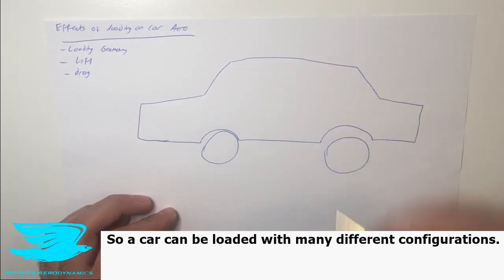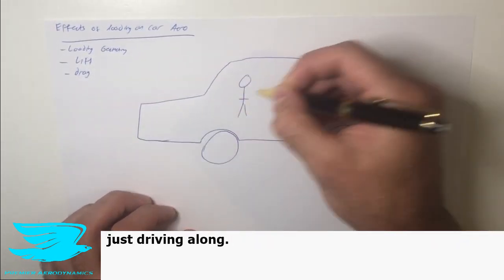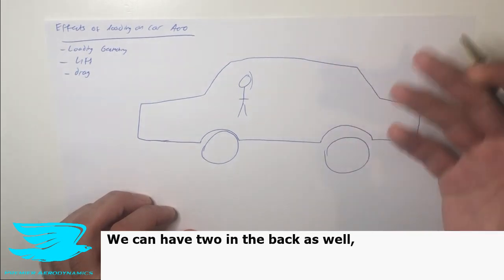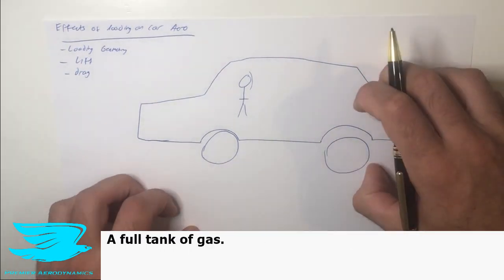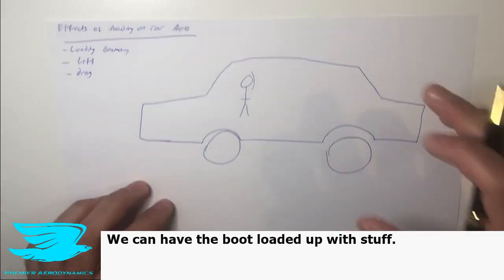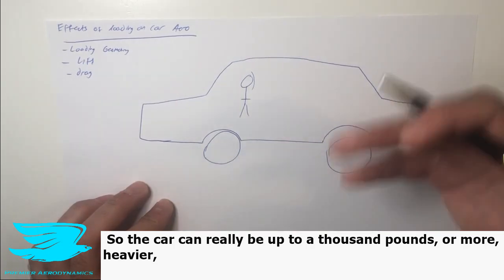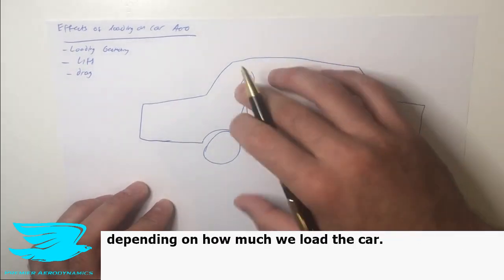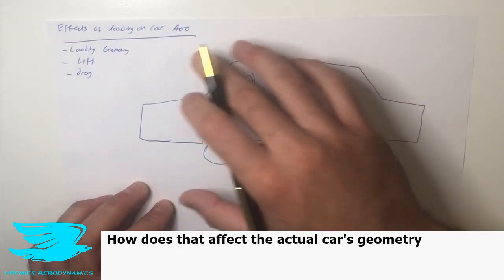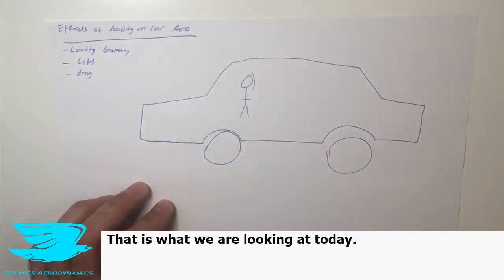Today we're looking at the effects of loading on a car's aerodynamics. A car can be loaded with many different configurations. We can have one person in the car just driving along. We can have two. We can have two in the back as well, even three. We can have a full tank of gas. We can have the boot loaded up with all of our stuff, whatever. So the car can really be up to 1,000 pounds or more heavier, depending on how much we load the car up. How does that affect the actual car's geometry and then the lift and drag of the car? That is what we're looking at today.